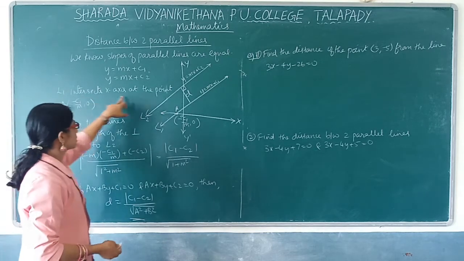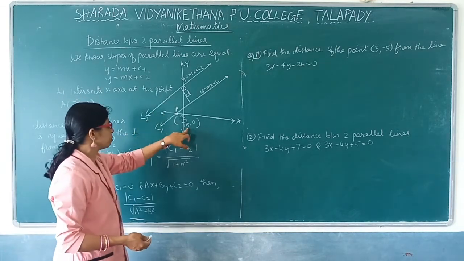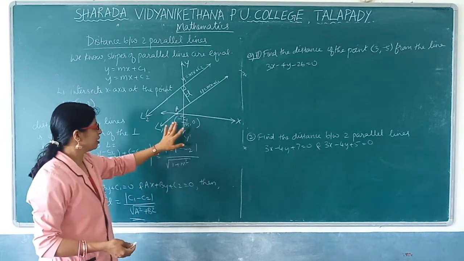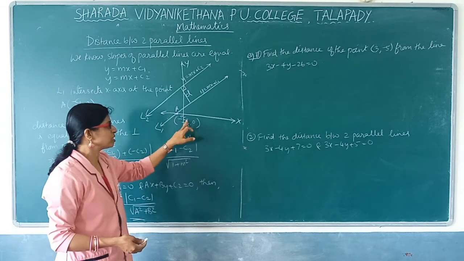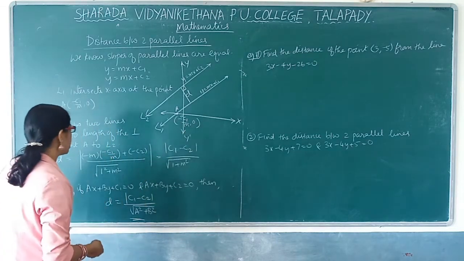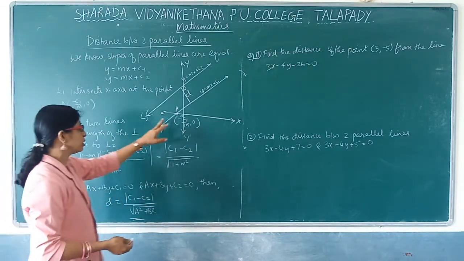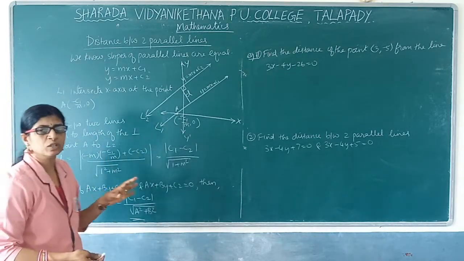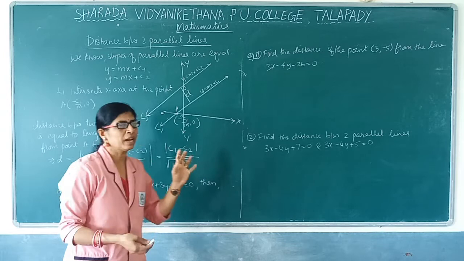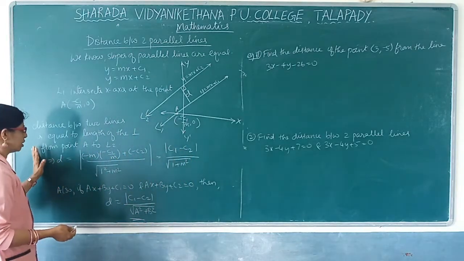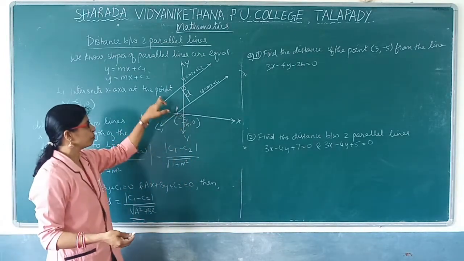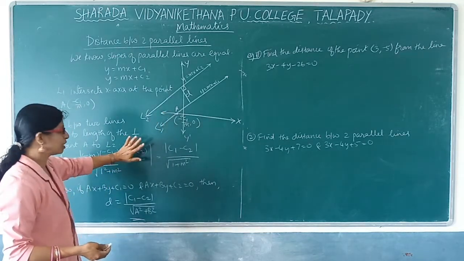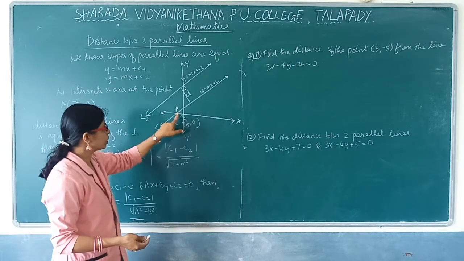Let L1 intersect the x-axis at the point minus c1 by m, 0. That is the coordinate of the point at which it is intersecting the x-axis. So we have just now derived an expression for the distance of a point from a line. That expression we are going to use here. So the distance of this point from this line, that is what we are going to derive now. That is the expression required.